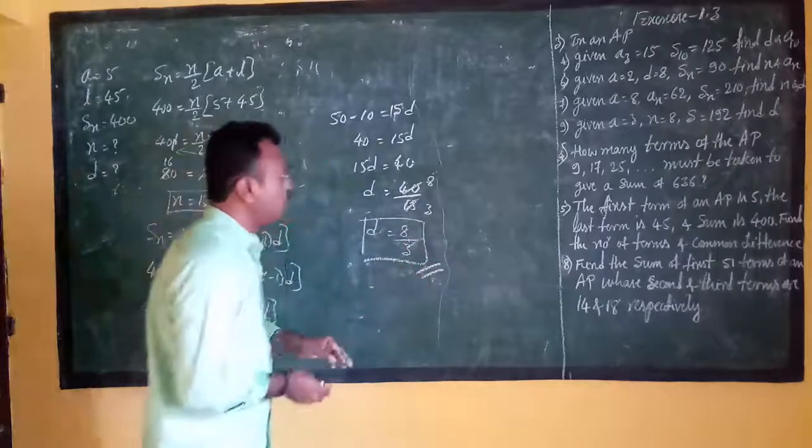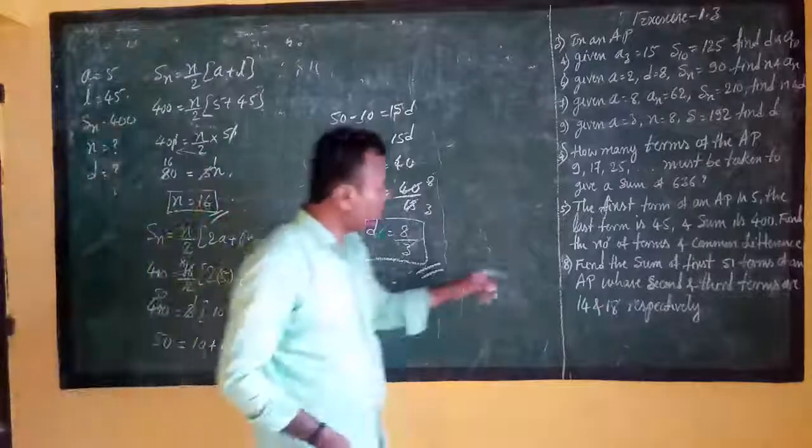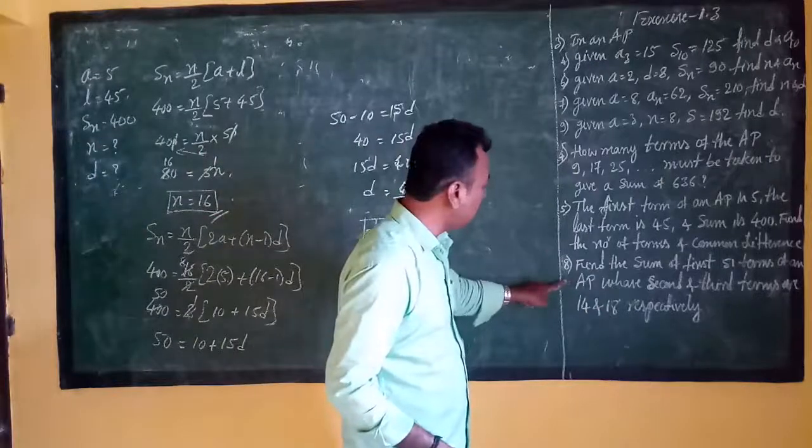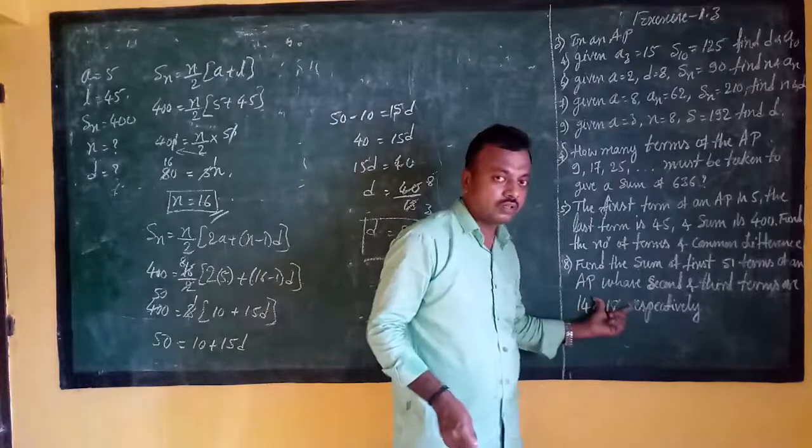Okay, students. This is the d value and this is the n value. In the next, question number 8 is there. So as it is in question number 5, you have to do it as your homework. Okay, students. Thank you.